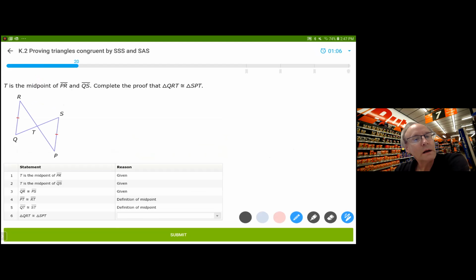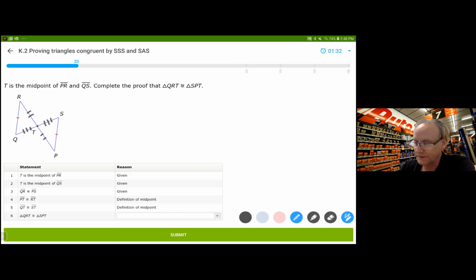Okay, I sometimes call this one the bow tie proof. Let's see. No, they gave us everything. They said that T is the midpoint of PR. Well, if T is the midpoint of PR, then this side is congruent to this side. And T is also the midpoint of QS, which means that this side is congruent to that side.